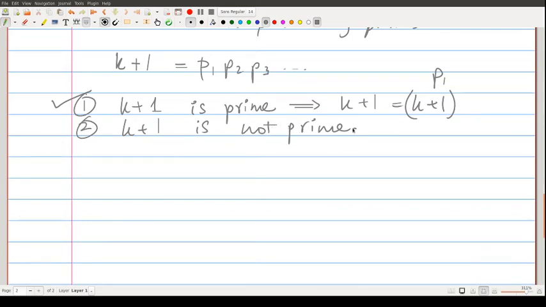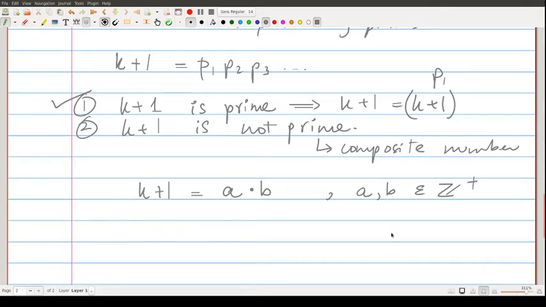Okay. The second case is when k plus 1 is not prime. If k plus 1 is not prime, then it means that it is a composite number, which means k plus 1 can be written as a times b, right? So it can be written as the product of two numbers, where a and b are both positive integers. That's the first thing.